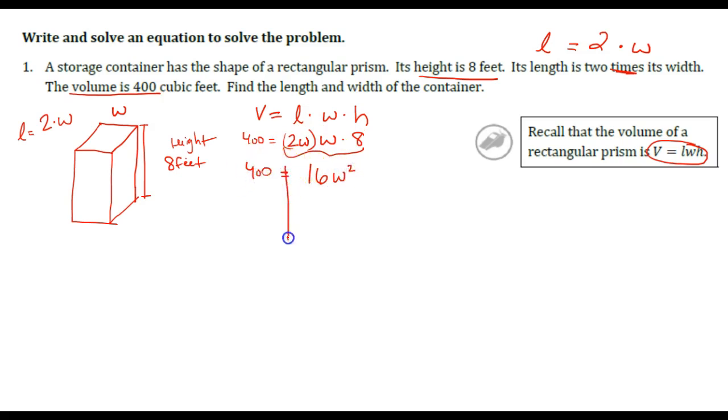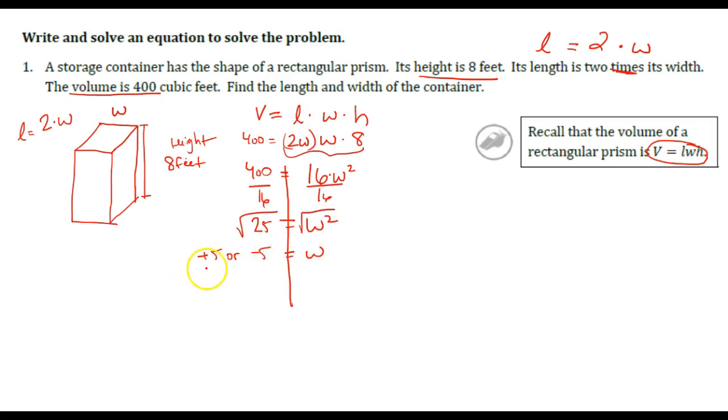Alright, now I'm going to go ahead and draw my line. What is the opposite of multiplying by 16? Dividing by 16. Good job. So that would be W squared equals whatever 400 divided by 16 is. So go ahead and pause here and figure that out. And unpause, that would be about 25. So we will square root both sides, and we find out that W is equal to either positive 5 or negative 5.